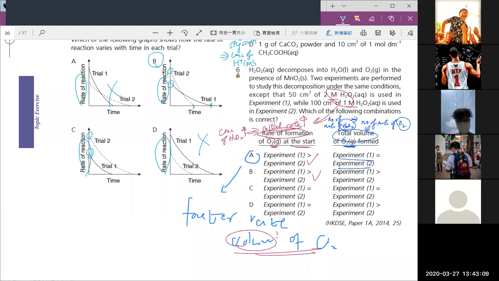So you are going to calculate the number of moles of the two, which is what? It is 0.100 mole of hydrogen peroxide for both cases. Can you see that? For both cases, they have the same number of moles of reactant. So of course, they will form the same number of moles of product. So this is reflected by the total volume of O2 formed being the same. So the answer is A.